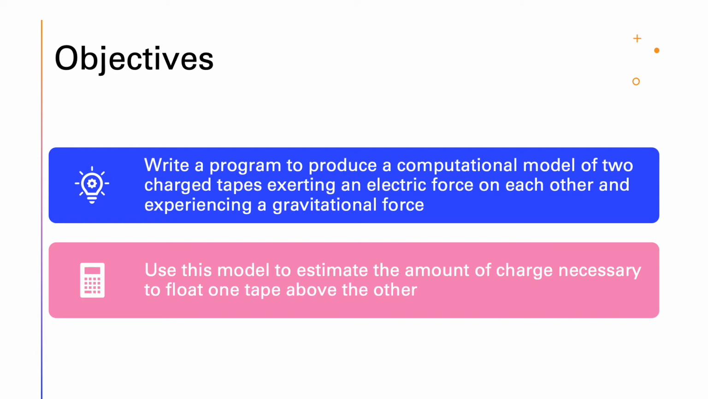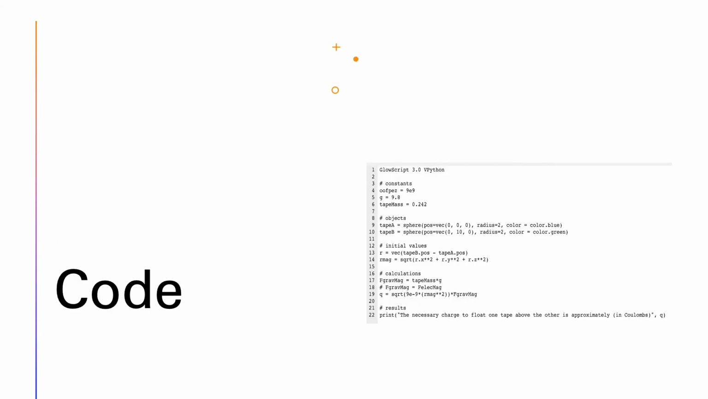Next is the coding section. So the objectives for this are to write a program to produce a computational model of two charge tapes exerting an electric force on each other and experiencing a gravitational force. And then we will use this model to estimate the amount of charge necessary to float one tape above the other. So here's our code.